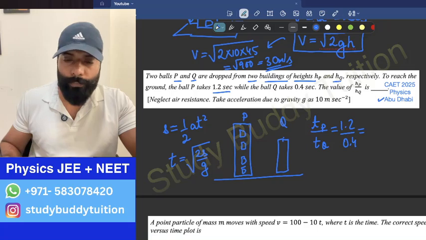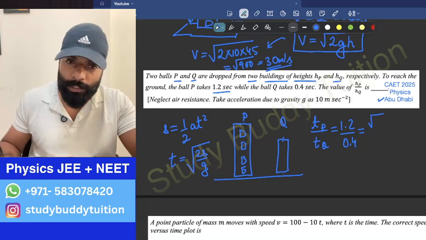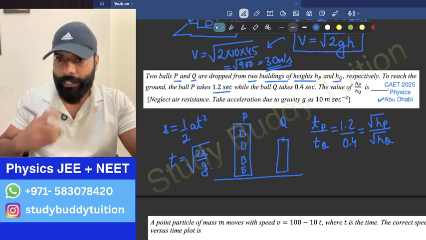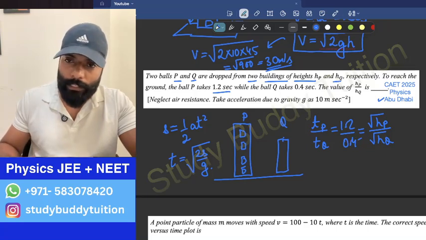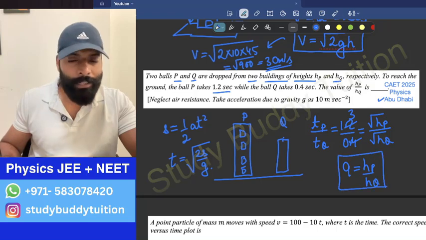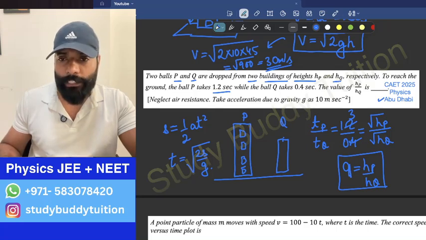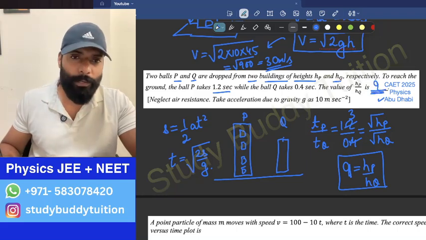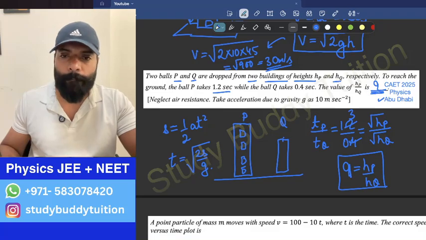1:2:4. And if you take the ratio, ultimately it will come out to be the displacement, because g and 2 are common. So you can write under root HP by HQ, which is the height of the building. Just cut this, you'll get a 3. Take the square, you'll get 9 is equals to HP by HQ. So this is what we need to find out, what is the ratio of HP by HQ. So our ratio will come out to be 9. So 9 is the correct answer. That is the numerical type question from the CAT.